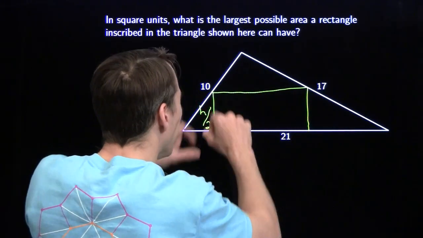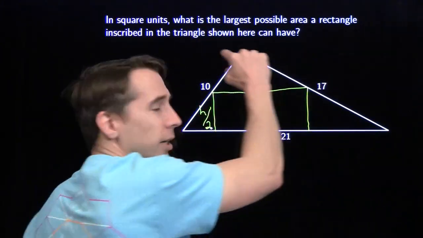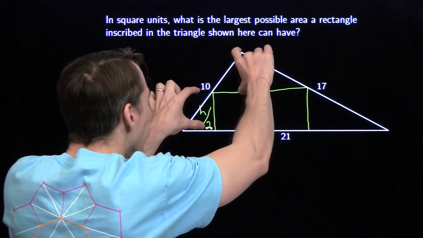Well, if this is halfway up, I can see that this triangle up here is similar to this triangle here, because this is parallel to this. We're halfway up. This is the other half of the height.